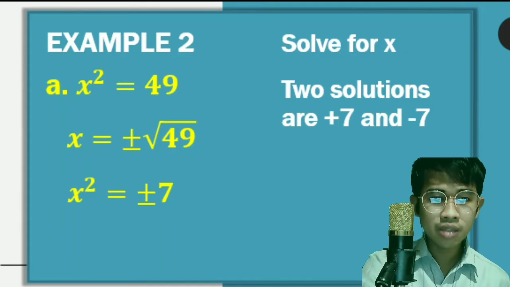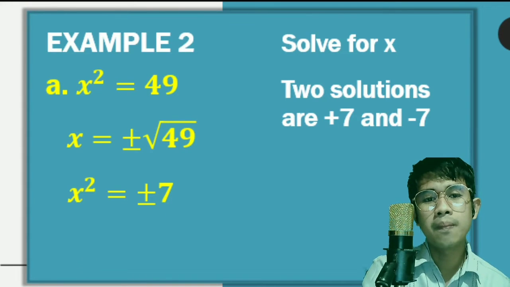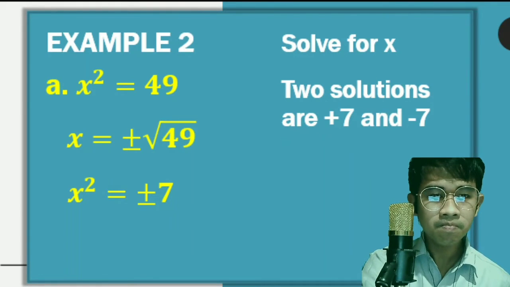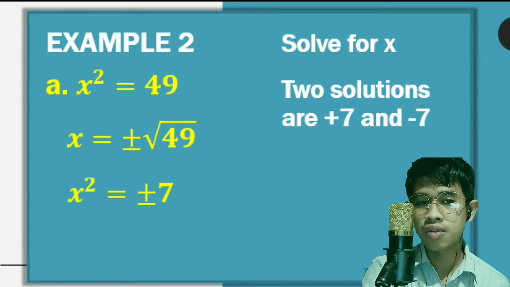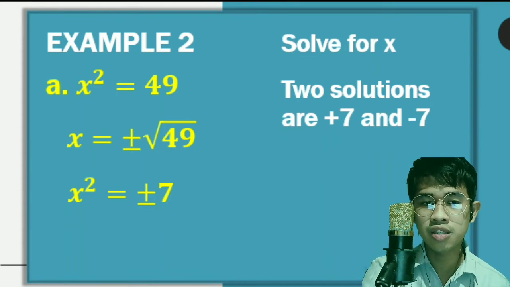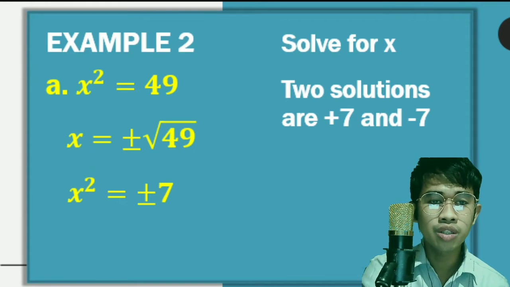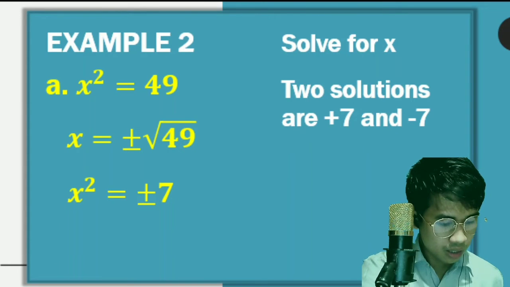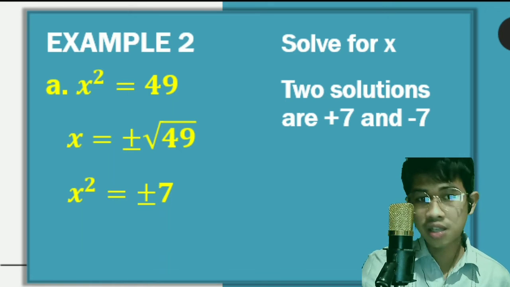So i-try naton example number 1. I-analyze naton paano nag-come up to two solutions nga positive 7 and negative 7. So ang aton equation nga number 1 is also a quadratic. In example number 2, we also have a quadratic equation, x squared equal to 49. But this time, i-extract niya. Extract. So paano ta sa extract?